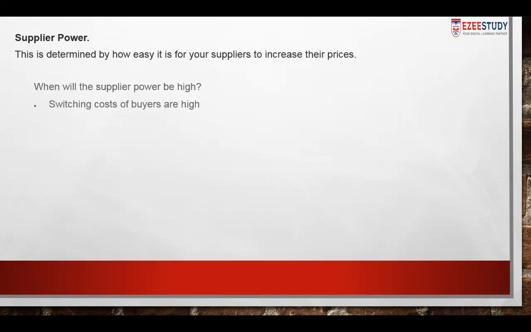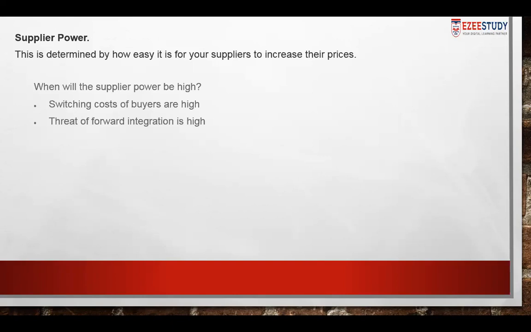The first factor will be the switching cost of the buyers. If it's costly to switch to another supplier, and if the supplier knows this fact, that the buyer cannot switch because of the costs attached, then it will give power to the supplier. Even if he increases prices slightly, you will still have to buy it because of the high switching costs involved.